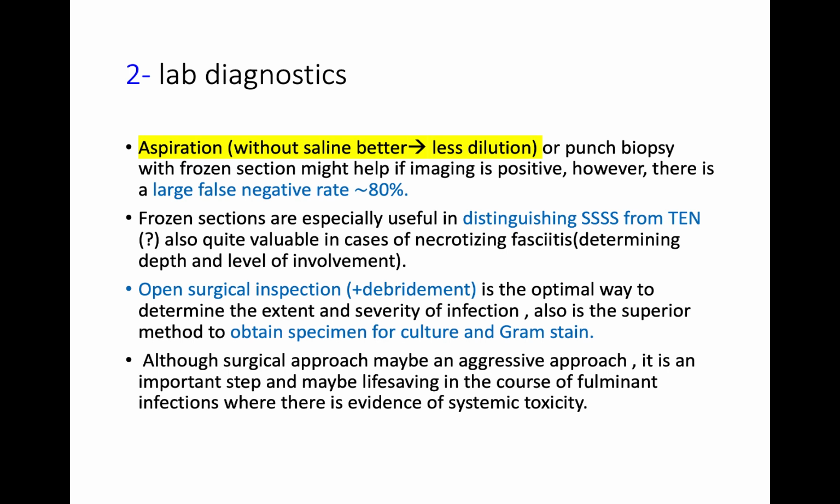مثلا إذا بدك تعرف هل this is مثلا Staphylococcus skin syndrome or TEN. So if you do a frozen section, you can tell on which site in the skin is where the bullae are formed. So this is quite valuable as well. Open surgical inspection plus debridement is the optimal way to determine the extent and severity of infection. Also, this is the superior method to obtain specimen for culture and gram stain, which will ultimately also give you a sensitivity profile, which will help give you the optimal antimicrobial therapy. Surgical approach may be an aggressive approach. It is an important step and might be life-saving.